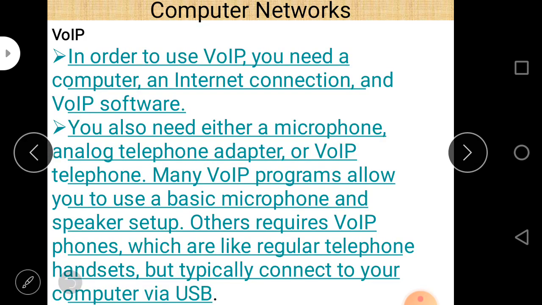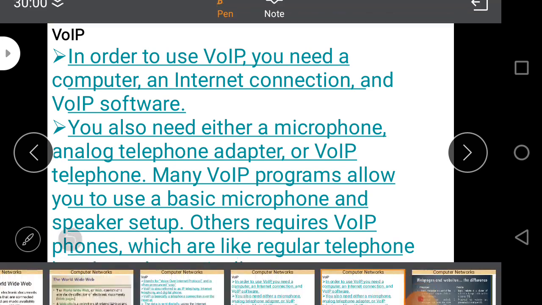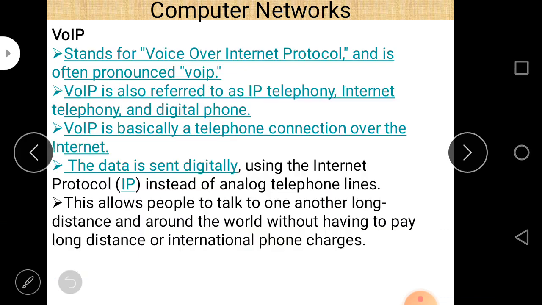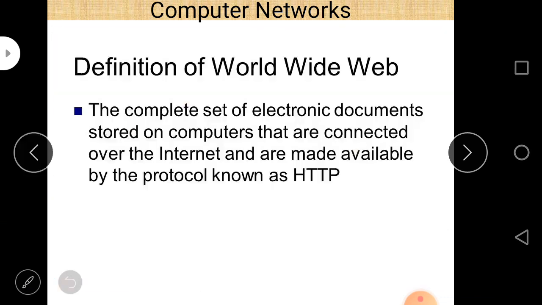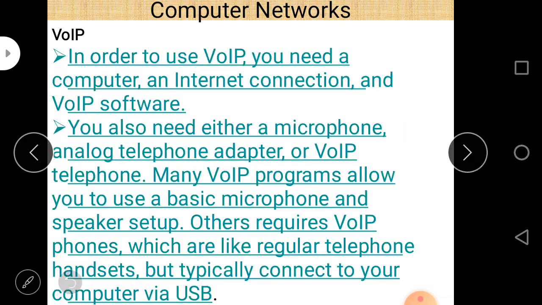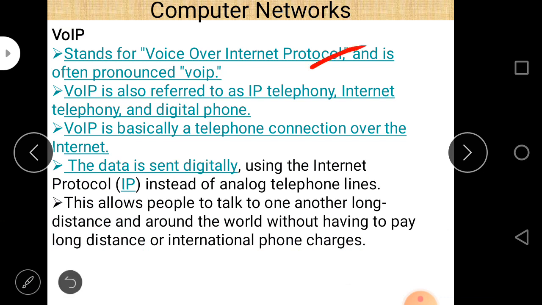So this is all about VoIP, voice over internet protocol, and this is a very important topic asked many times in our board examination: what is VoIP. It is asked for only one or two marks. So just write the full form, and two to four points are sufficient to elaborate the concept of VoIP. First of all, you write the full form.